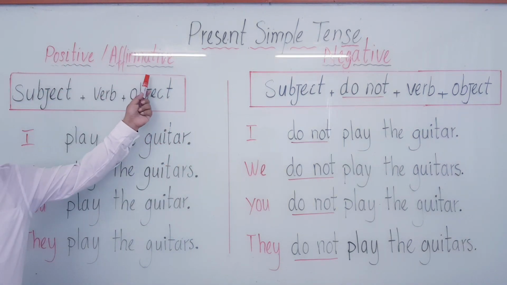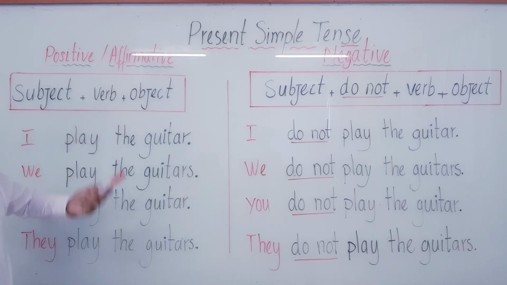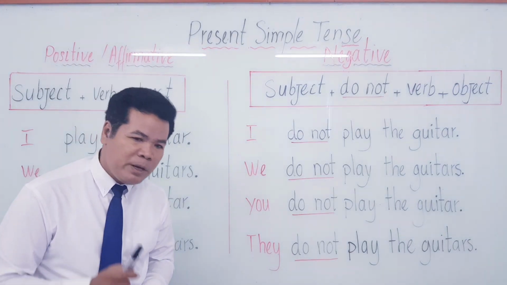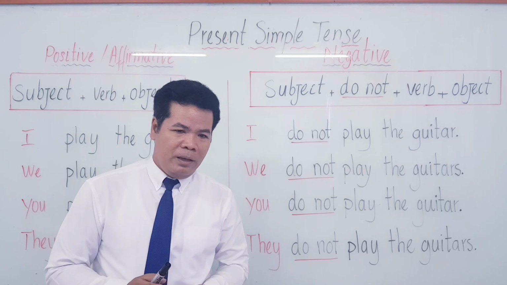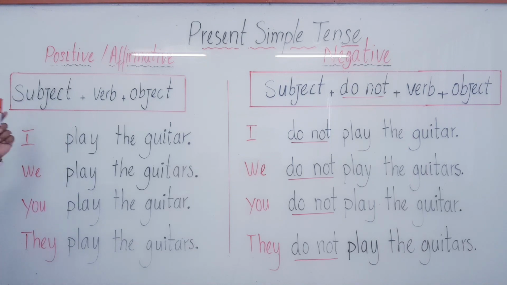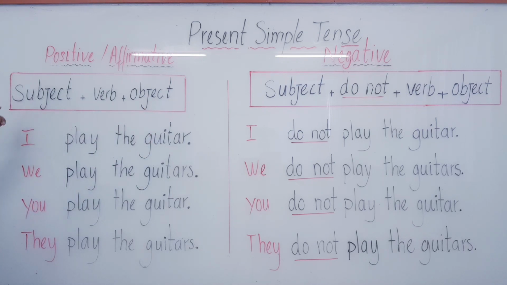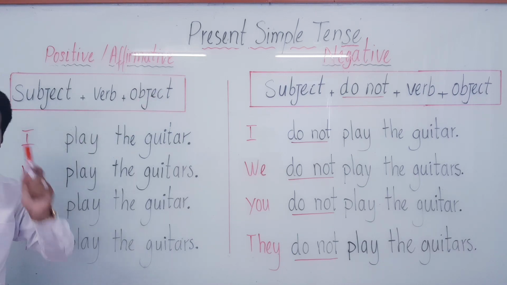Positive or affirmative? Some people are confused about whether it is positive or affirmative. Some grammar books say affirmative. Some grammar books say positive. But we do not care about it too much, okay? So now, let's go to the form. We form positive or affirmative sentences by using subject plus verb plus object. Again, subject plus verb plus object. This is the normal form of positive.